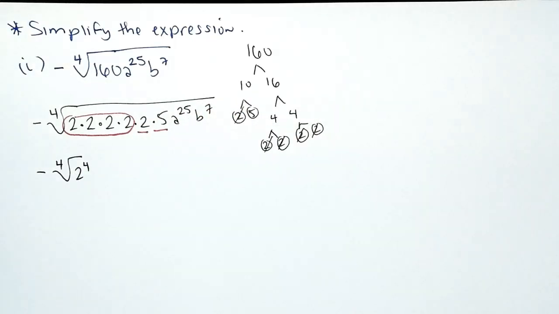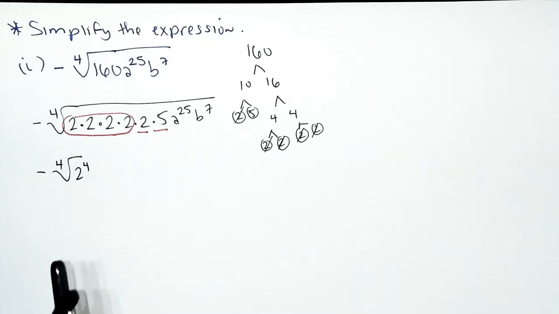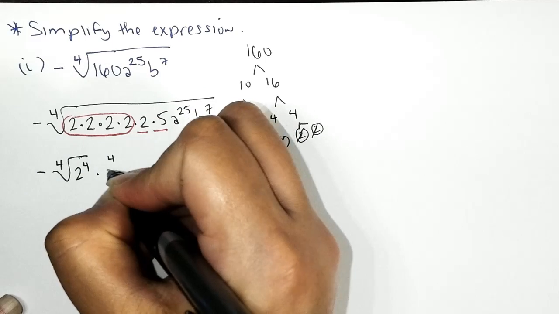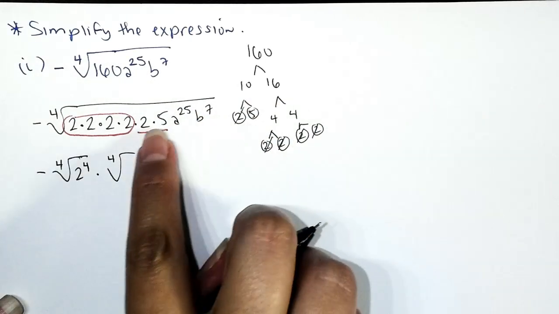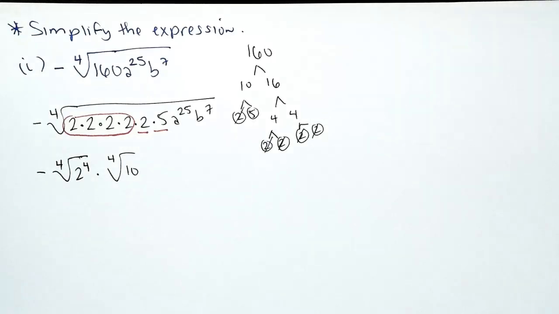Why do I use the exponents? Well, because I'd rather evaluate 4th root of 2 to the 4th than 4th root of 16. So it's a personal choice. Okay, times 4th root of everything that's left. 2 times 5, with confidence we will know that the 4th root of 10 is simplified.